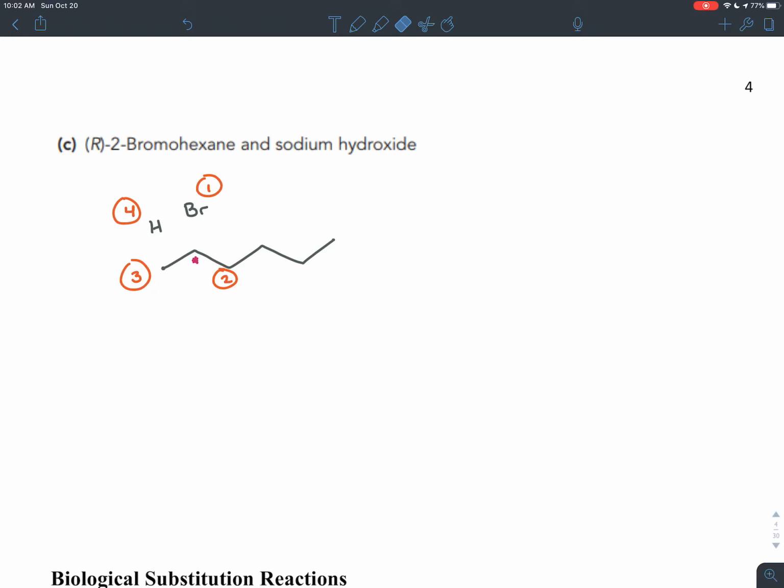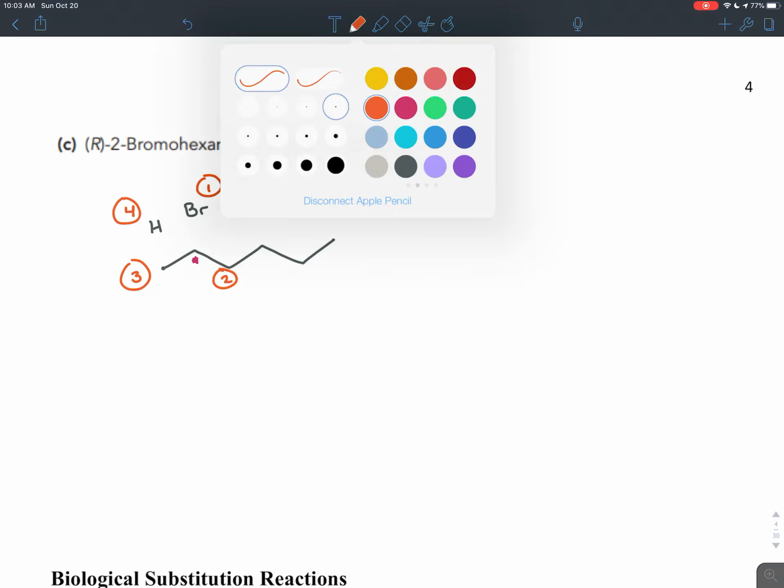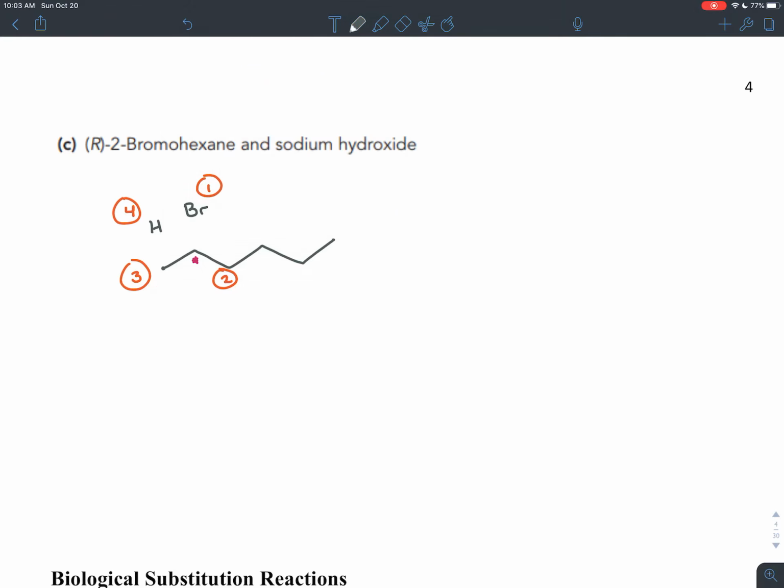So now that we have these priorities, we can just draw in a type of bond for the hydrogen and the bromine. We know a tetrahedral atom needs 2 bonds in the plane, 1 bond coming out at you, 1 going away. The 2 bonds in the plane are already drawn. So let's draw the bromine coming out at us and the hydrogen going away. Let's just try that. If that doesn't work, then we'll switch it.